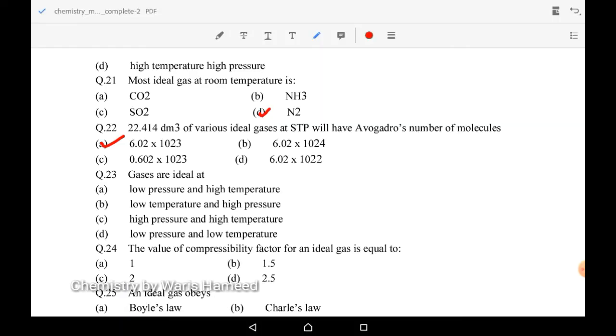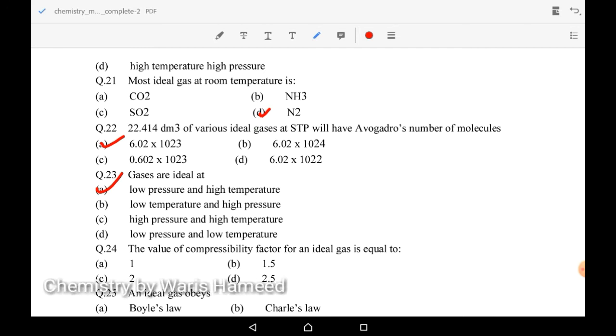Gases are ideal at which condition? At low temperature and high pressure, the gas becomes non-ideal, and the inverse of it, the gas will be ideal. It means high temperature and low pressure. So option A is the correct one.